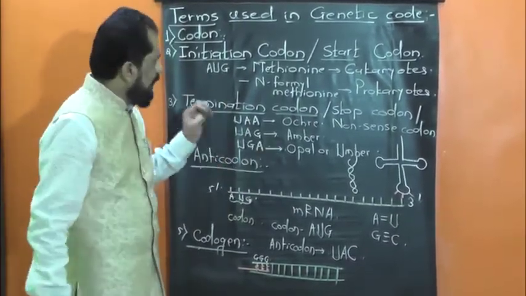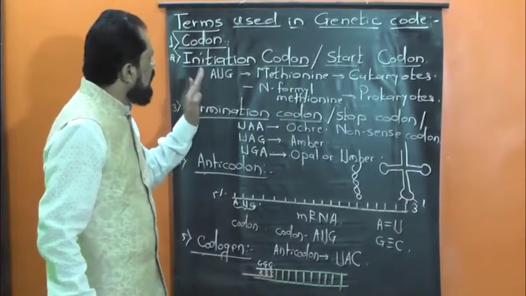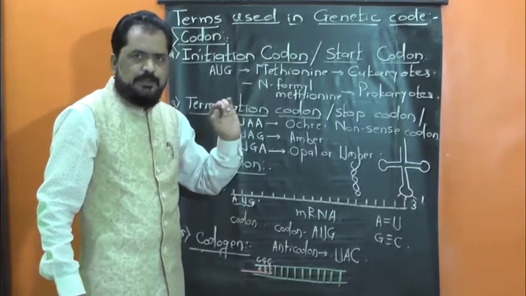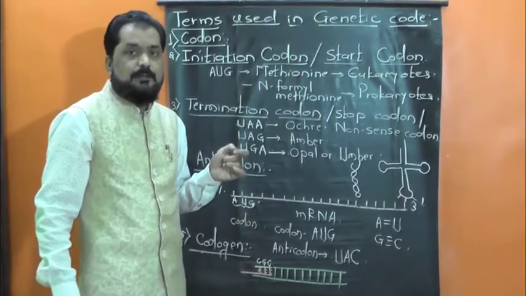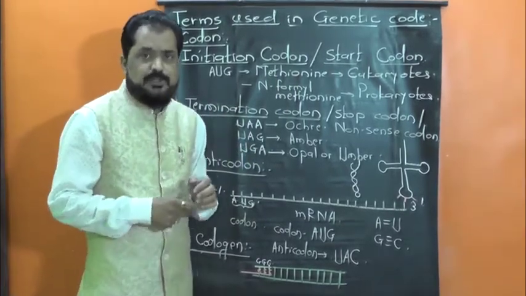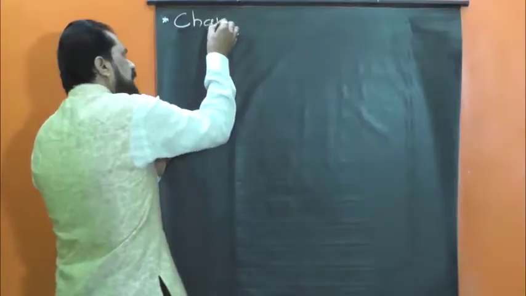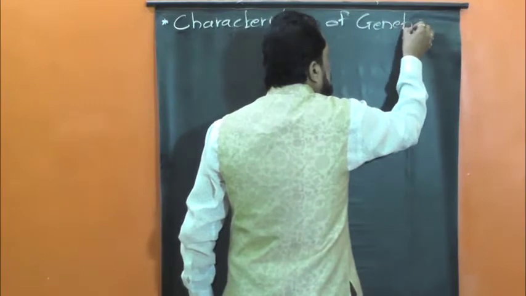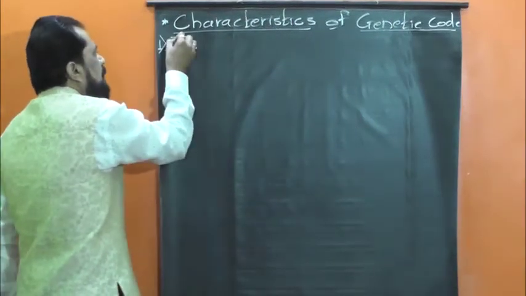So here we have first of all discussed only the important terms used in genetic code. Now let us talk about the characteristics of genetic code. First, triplet nature.